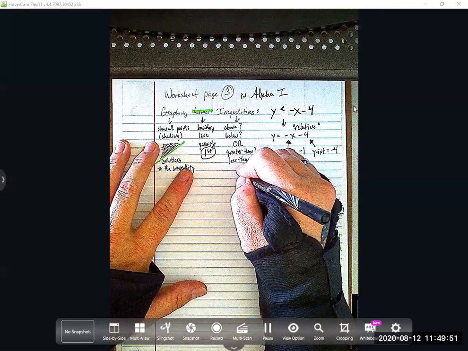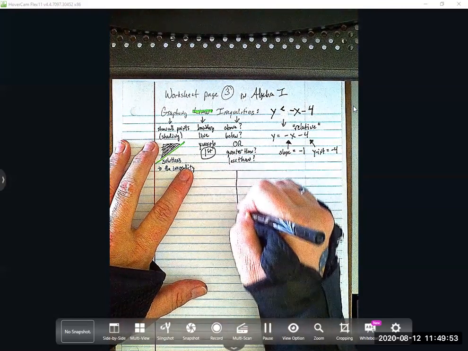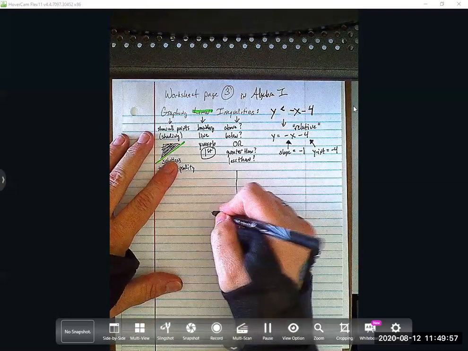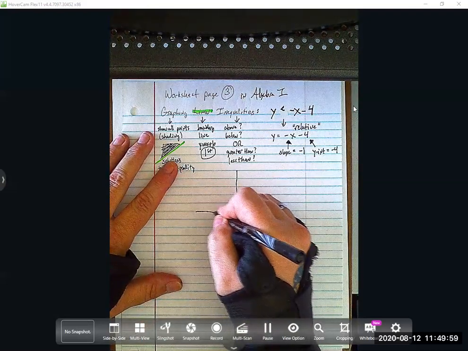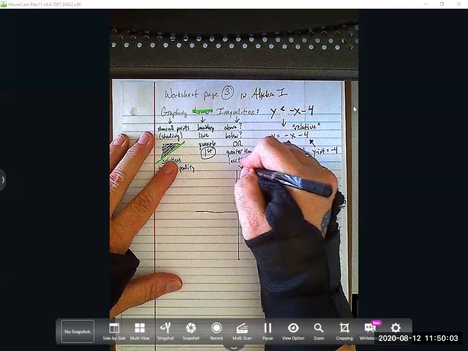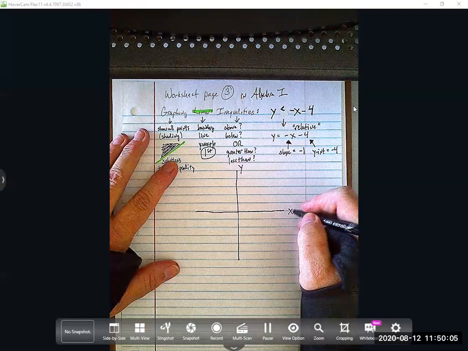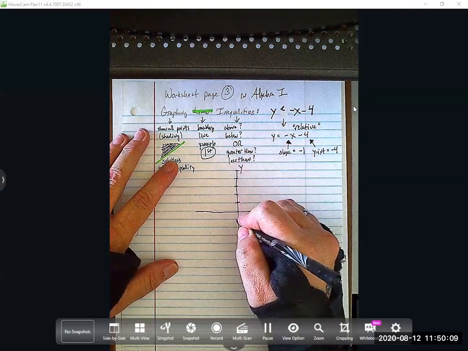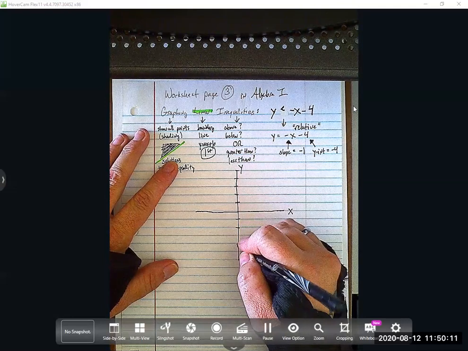So I'm going to go ahead and set up my graph. Try to make it pretty decent there. And if you don't have a ruler, just go carefully. Just remember when you set up your graph, when you set up your x and y axis, all of these scale markings need to be an equal distance apart. That's the big deal.